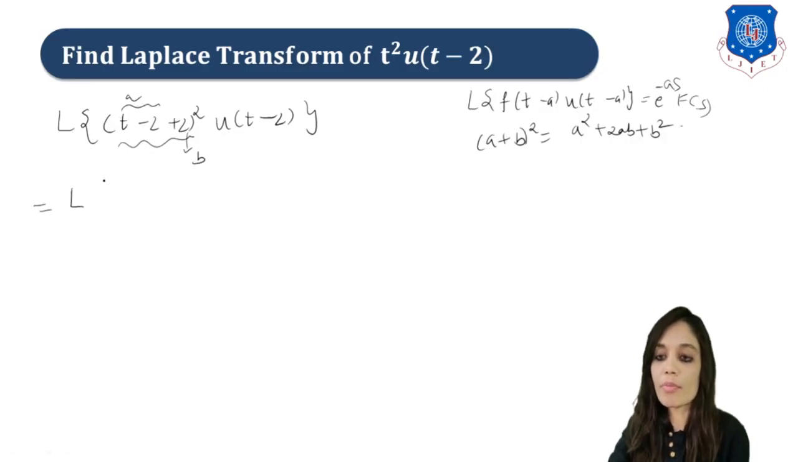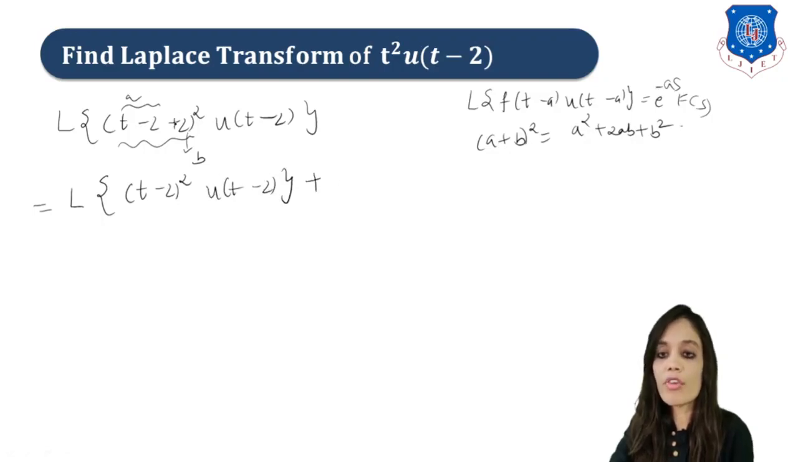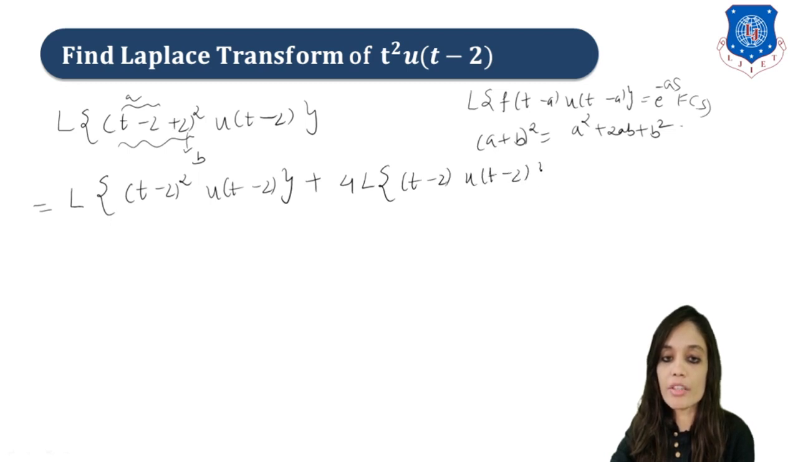So we will have Laplace of t minus 2 whole square, multiply this also ut minus 2, right? Plus now we will have 2ab. So we will have 4 times Laplace of t minus 2 into ut minus 2, right? And lastly we will have b square. So 2 square, that will be 4 Laplace of ut minus 2, right?